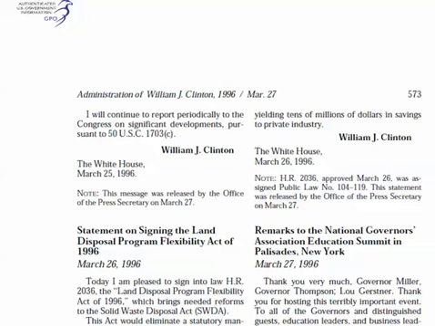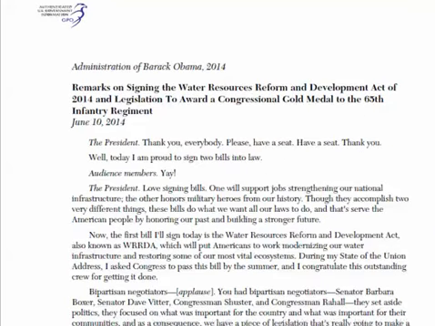Presidential signing messages are printed a number of places, but the official source for presidential messages prior to 2009 is the Weekly Compilation of Presidential Documents. And this is an example of President Clinton's signing statement on signing the Land Disposal Program Flexibility Act of 1996 in the Weekly Compilation of Presidential Documents for March 29, 1996. Beginning in 2009, the weekly compilation was replaced by the Daily Compilation of Presidential Documents, and these are the President's remarks on signing the Water Resources Reform and Development Act of 2014.